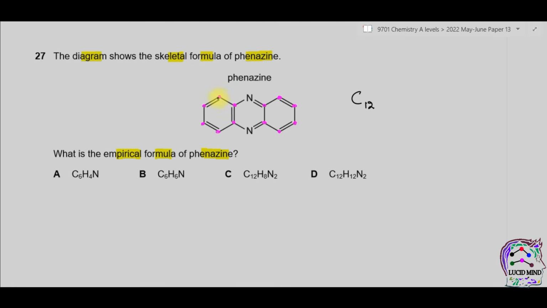Now let's find how many hydrogens are there. This carbon is making 4 bonds, so no hydrogen. This is making 3 bonds, so 1 hydrogen, 1, 1, 1. So we have 4 hydrogens on this side. Similarly, these 2 carbons are making 4 bonds each, so no hydrogen is with them. 1, 2, 3, 4. So 4 and 4 becomes 8. So we have 8 hydrogen atoms and 2 nitrogen atoms in the center. Now we can find the simple ratio between these 3: 2, 8 and 12. So it will become C6H4N. C6H4N is the empirical formula.